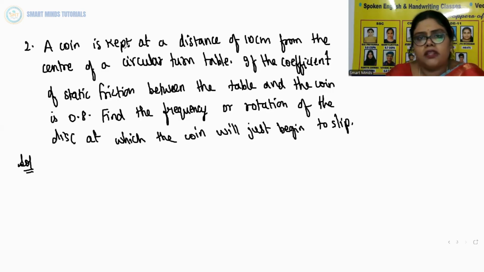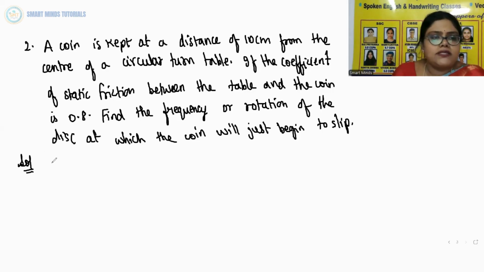Now take the second numerical. A coin is placed at a distance of 10 centimeter from the center of a circular turntable. If the coefficient of static friction between the table and the coin is 0.8, then find the frequency of rotation of the disc at which the coin will just begin to slip.